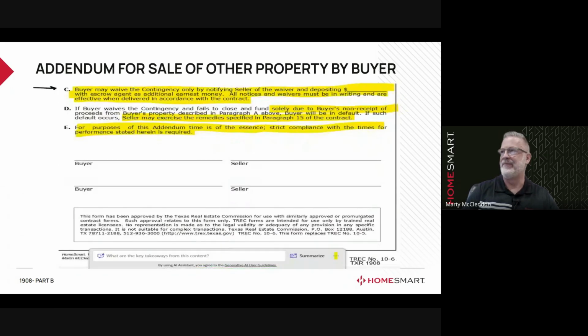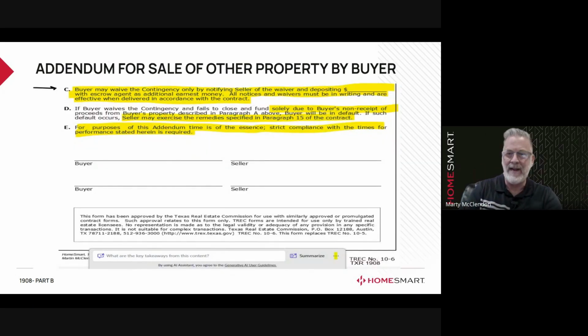And here's the choices. Buyer may, so the buyer gets a notice from the seller that they've got another offer. It says buyer may waive the contingency only by notifying the seller of the waiver and depositing blank money with the escrow agent as additional earnest money. All notices and waivers must be in writing and are effective when delivered in accordance with the contract. This is one of those things when you're writing an offer with a contingency attached, you cannot waive the contingency without depositing additional earnest money.